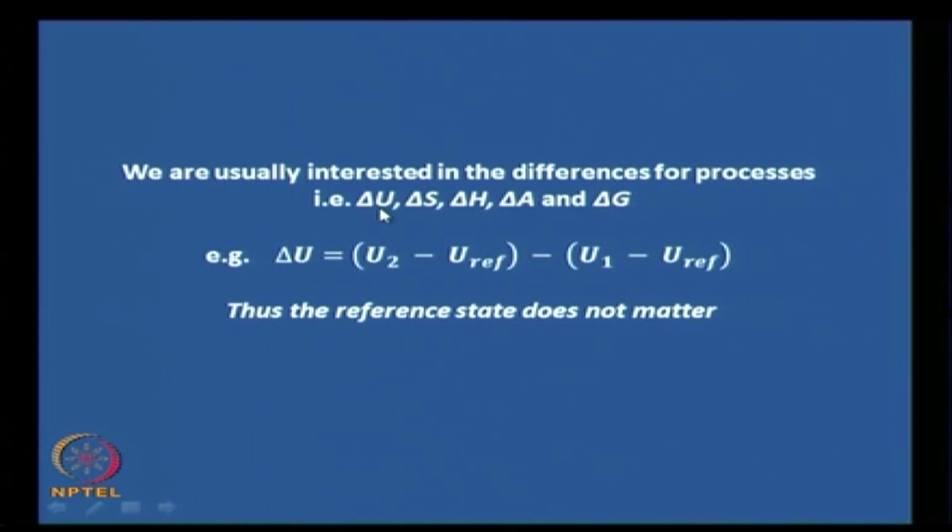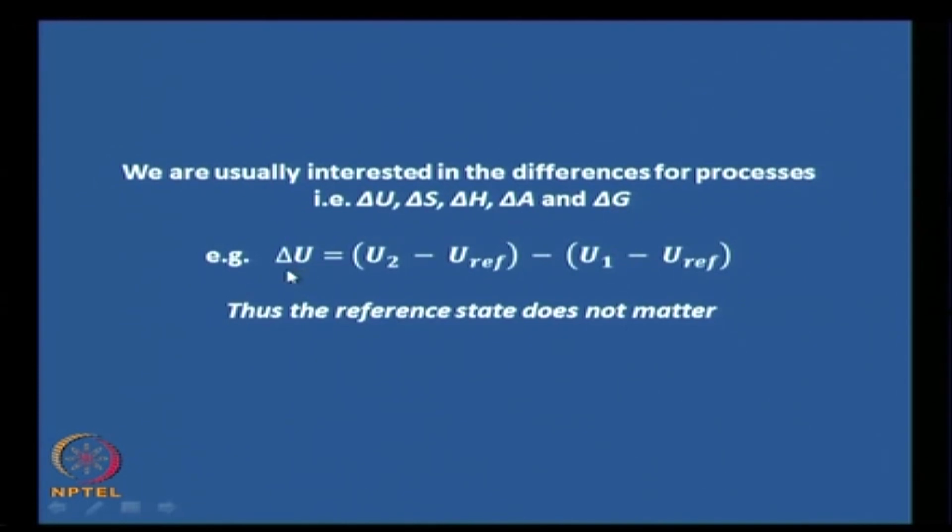When we look at processes, by processes we meant the locus of the thermodynamic variables as the system moves from state 1 to state 2, the locus of the states. What is a state? It is a set of thermodynamic properties that would describe a particular state. When we look at a process, we are usually interested in the differences in the thermodynamic variables, such as delta U. Delta U is the value of the internal energy at state 2, the final state, minus the value of the internal energy at the initial state. Similarly, delta S, change in entropy, delta H, change in enthalpy, delta A, change in Helmholtz free energy, and delta G, change in Gibbs free energy.